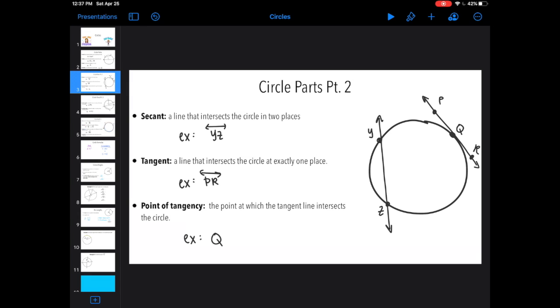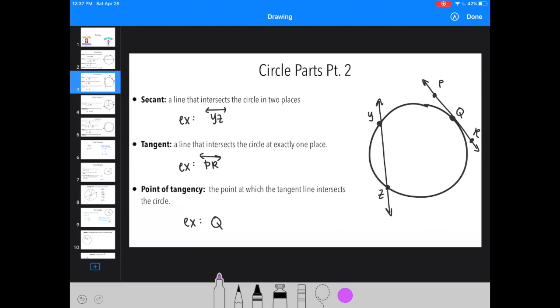All right, some more vocabulary. A secant. A secant is going to be a line that intersects the circle in 2 places. So it's a line, meaning it continues through the circle and outside of the circle and has those arrows on the end. So in this example, our secant is line YZ. And remember, when we note lines, it's going to have that kind of arrow notation above the points.